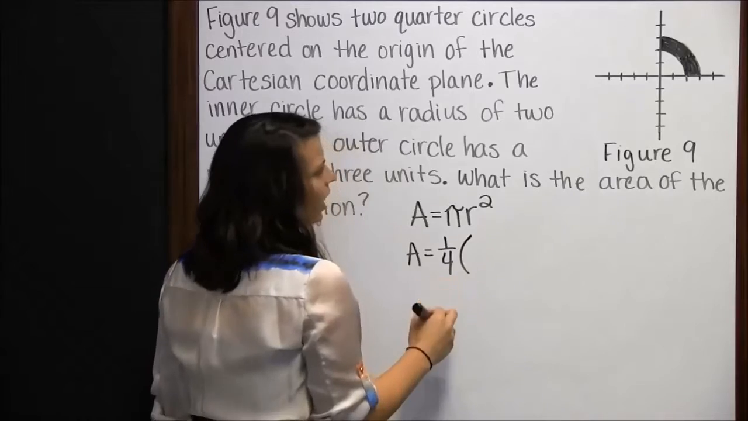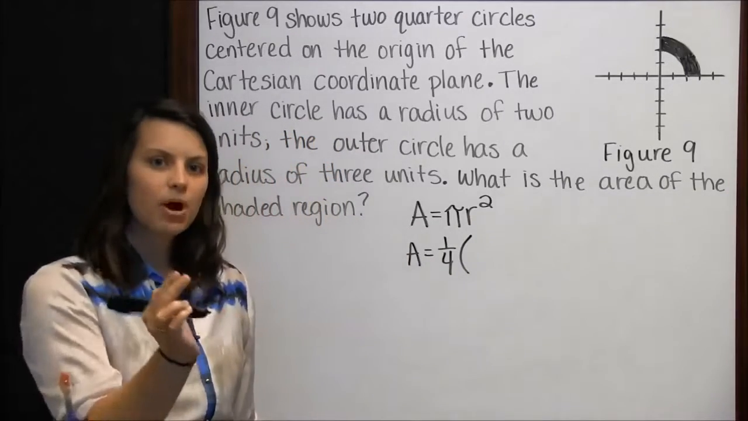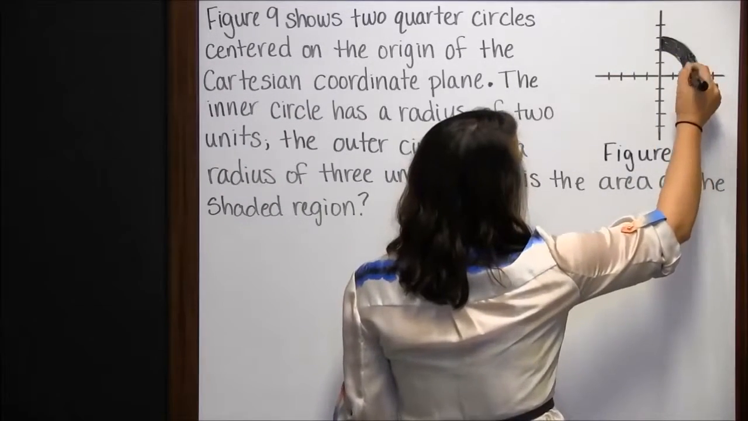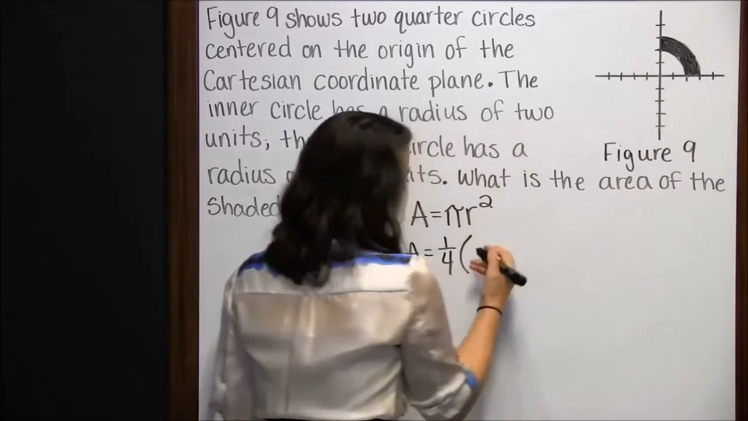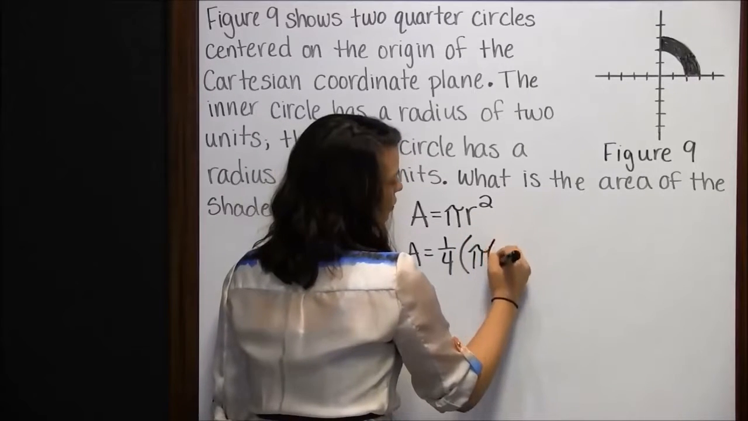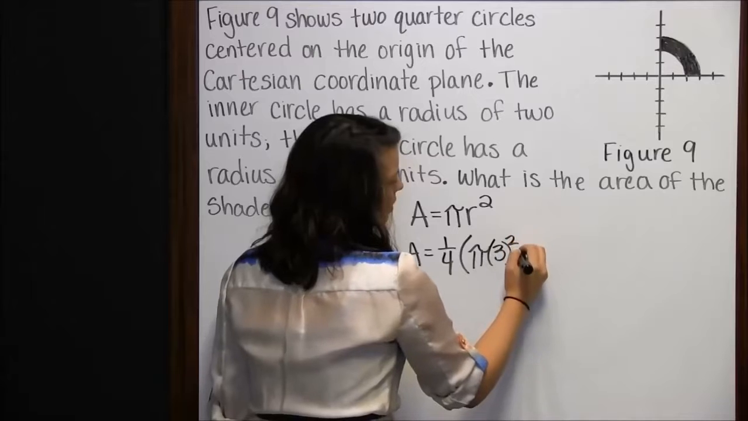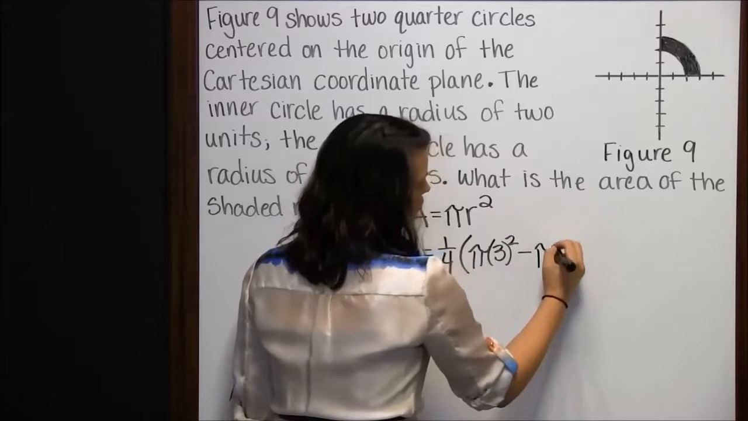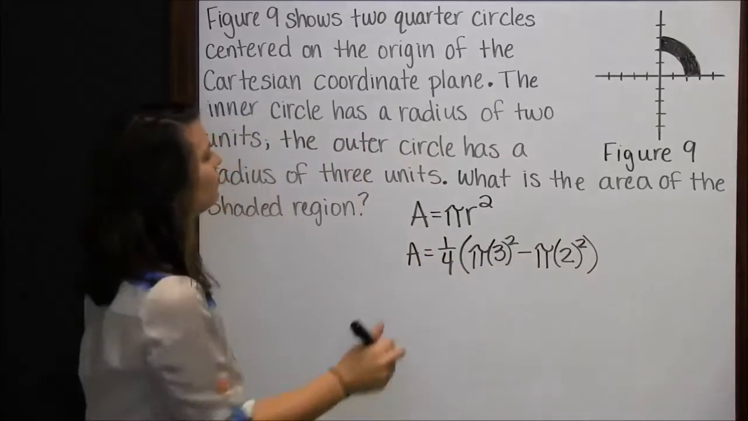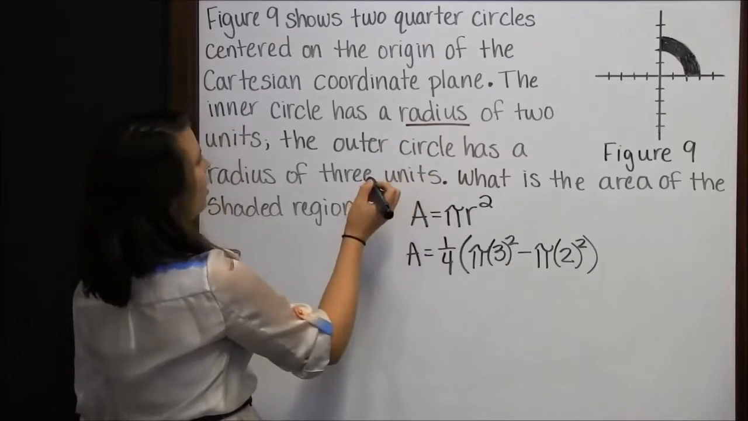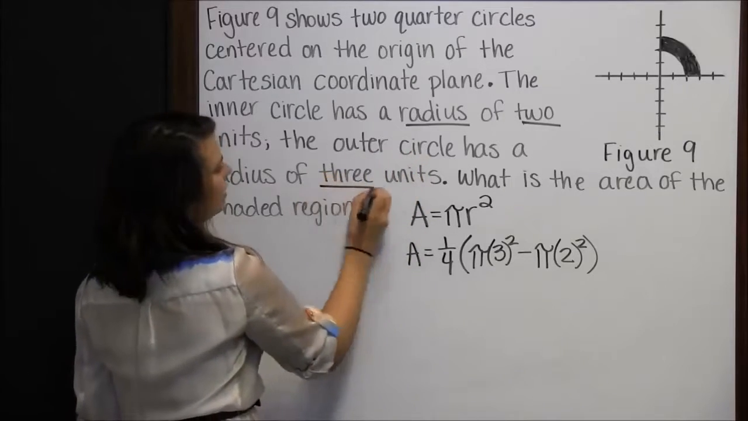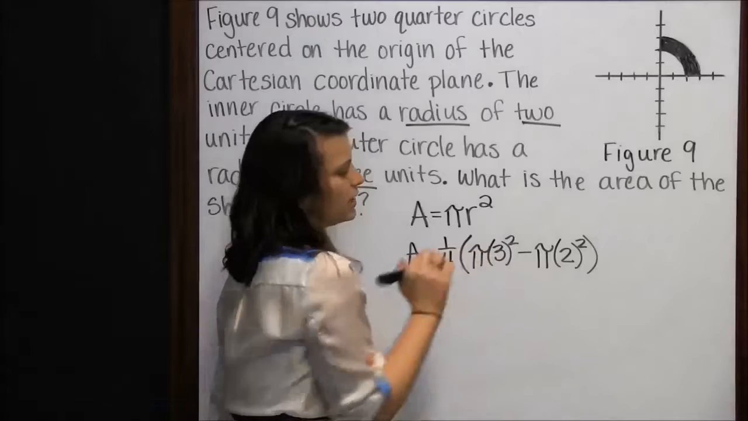And then we need to find the area of just the part between those two circles. So that would be the area of the large circle minus the area of the small circle. And the area of the large circle would be pi times the radius, which is 3 squared, minus the area of the small circle, which would be pi times 2 squared. And the 3 and the 2 came from the radius. The radius of the small circle is 2, and the outer circle has a radius of 3. So that's where these numbers came from.